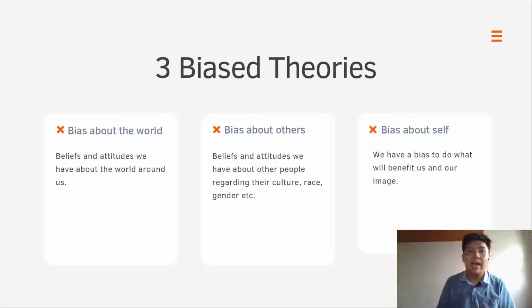Next is you also have a bias to yourself. These are when we do things that will benefit us in our image. This is, for example, I'm gonna make a decision, a pay cut, for example. The management team has to take a 20% pay cut to help save the company. But if you're part of the management team, you obviously don't want that. So you have to be careful that you also have a bias towards doing things that benefit you. Okay? So these are the 3 bias theories.